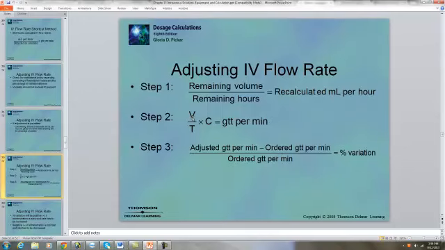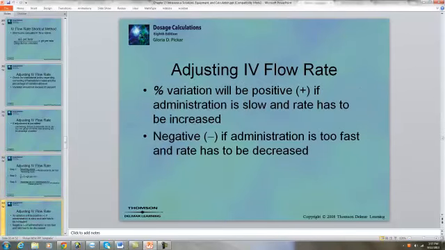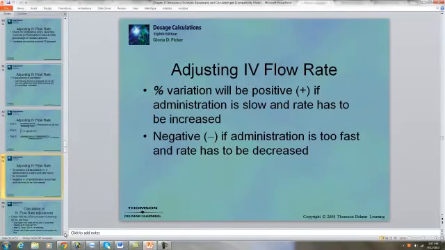So you take the volume divided by the time times the drop rate, and that gives you the drop rate per minute. So then you take your adjusted drop rate per minute minus the ordered drop rate per minute, divided by the ordered drop rate per minute, and that gives you your percent of variation. Your percent of variation will be positive if the administration is slow and the rate has to be increased, and it will be negative if the administration is too fast and the rate has to be decreased.